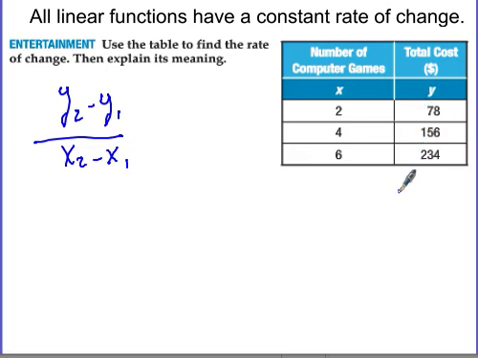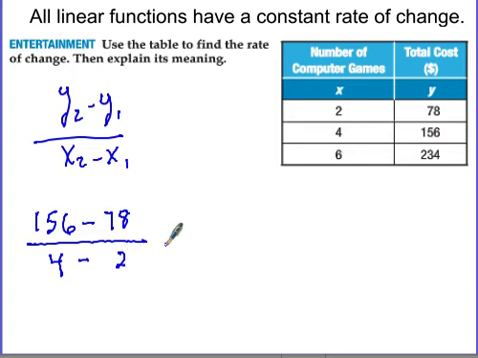Give me a y2 number. 156 can be our y2. What would be our y1? 78. And then our x2. Why does x2 have to be 4? Yeah, you have to use the ordered pairs, right? If I use 156 as the y2, then 4 has to be the x2, so it's got to be in the same place. So then what has to be x1? 2 has to be. All right, so 156 minus 78 is 78 over 2.